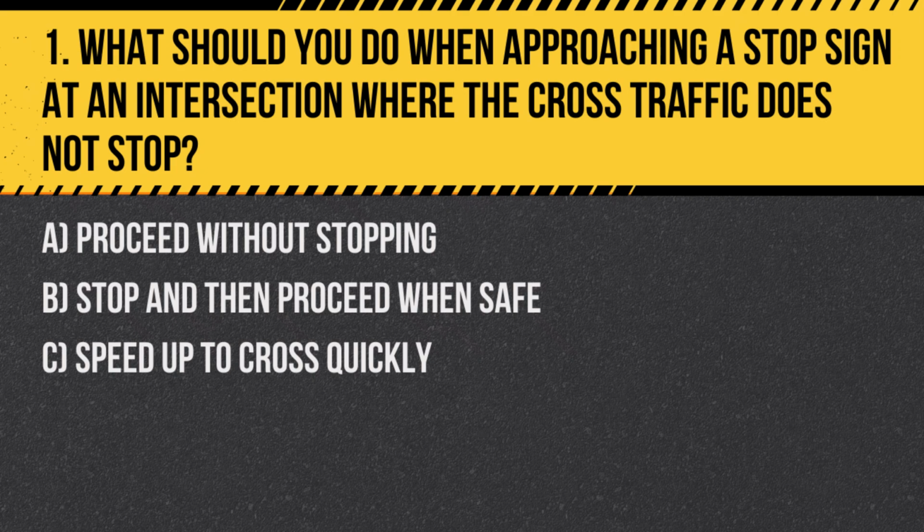Question 1. What should you do when approaching a stop sign at an intersection where the cross traffic does not stop? A. Proceed without stopping. B. Stop and then proceed when safe. C. Speed up to cross quickly. Answer. B. Stop and then proceed when safe.